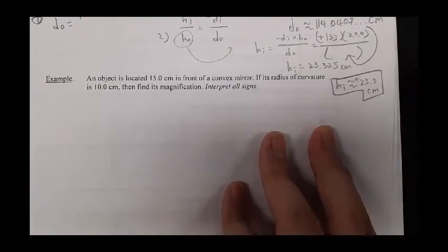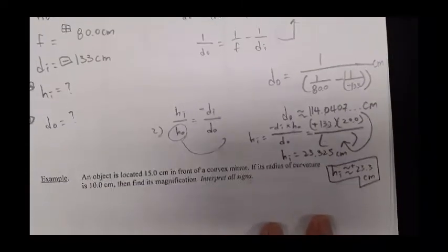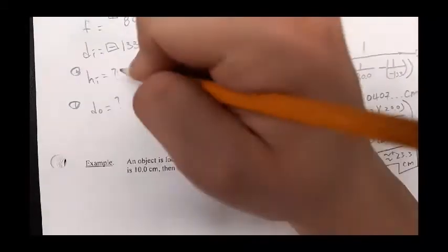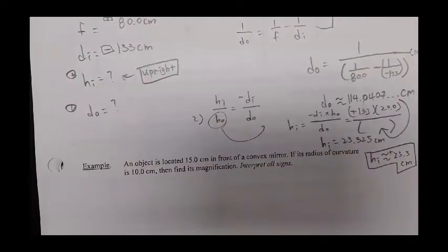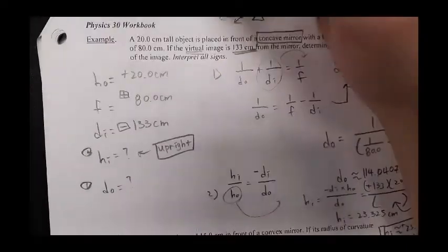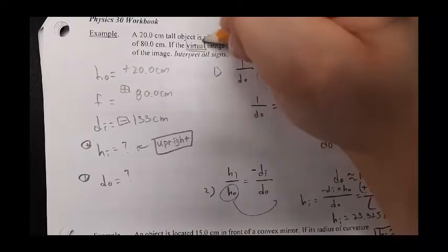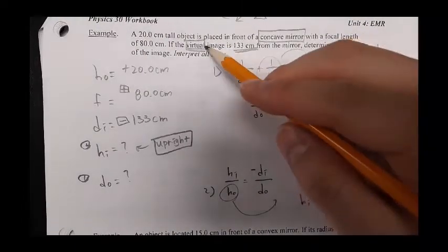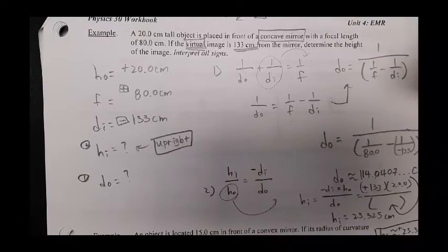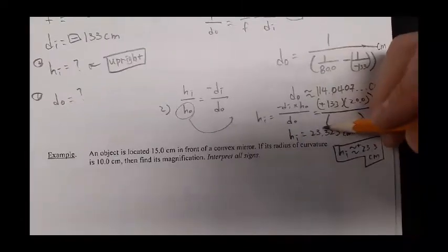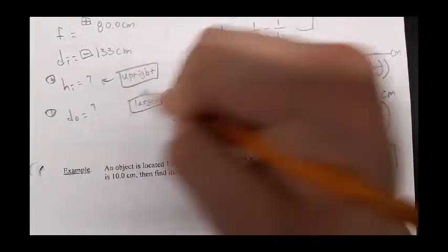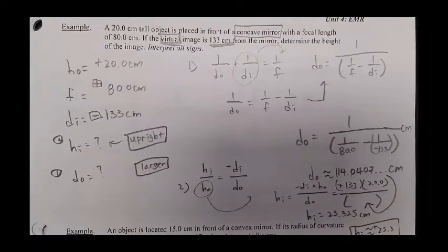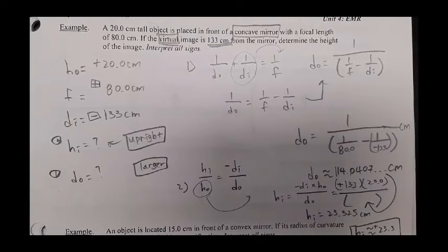Now, it gave me a positive answer, so I can just say that it is an upright image. If we need to talk about every single property, like in the last drawing lesson, it's virtual, upright, and HI is 23 versus 20, so it is a slightly larger image. That's how we can use algebra and formulas to find the reflected image or refracted image.